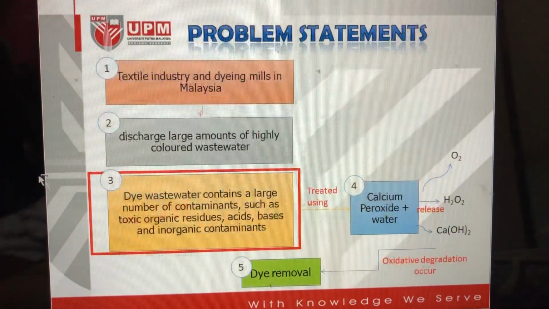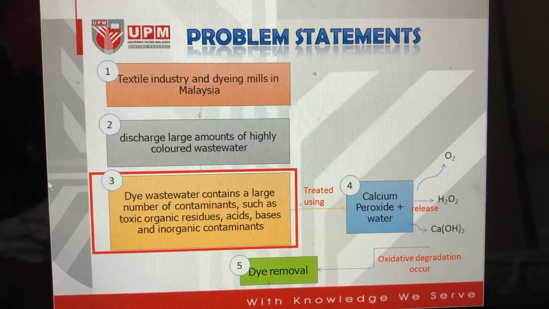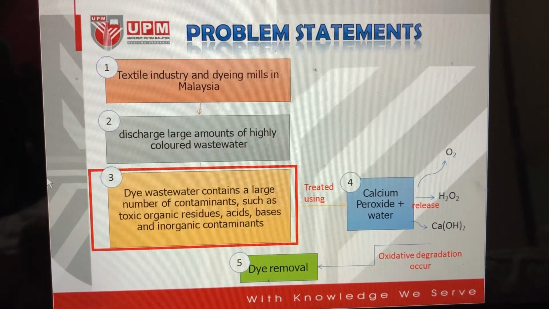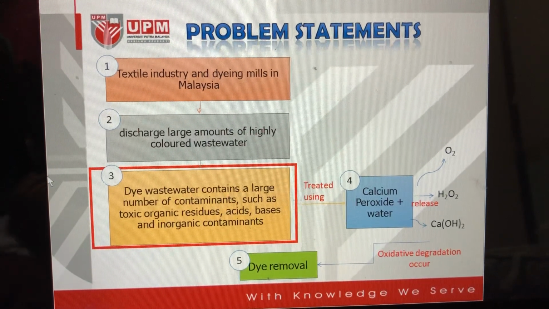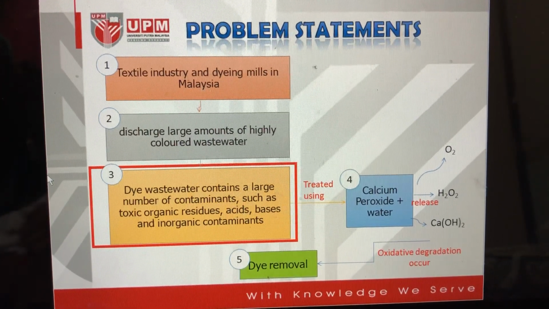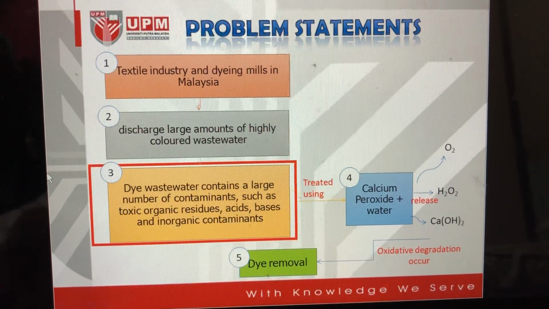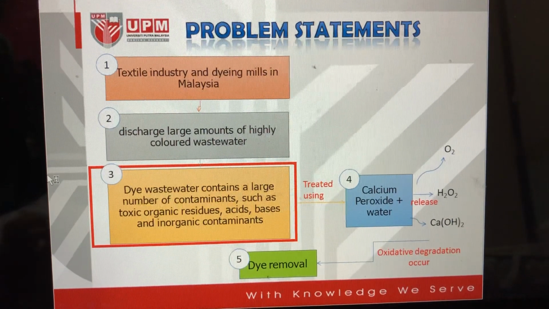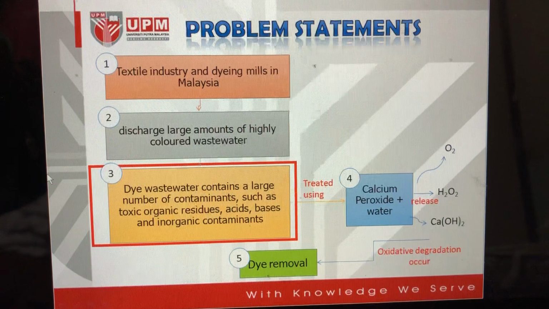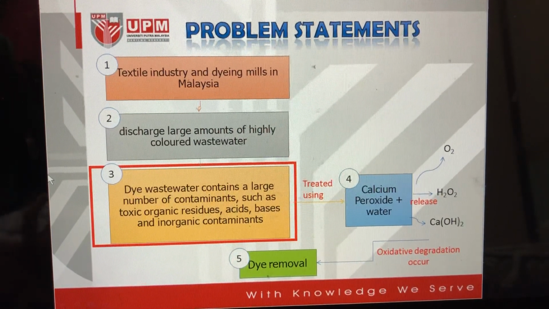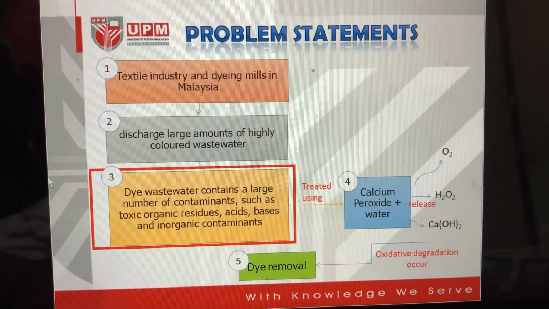And then we move to the problem statement. In Malaysia, textile industry and dyeing mills are very famous. In particular, this industry uses many kinds of artificial composite dye, and they will discharge large amounts of highly colored wastewater. Dye wastewater contains a large number of contaminants such as toxic organic residues, acids, bases, and inorganic contaminants.